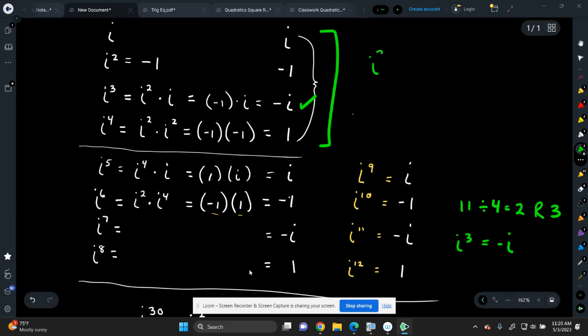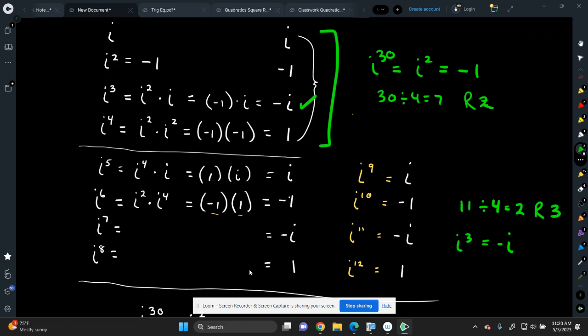So I to the 30th: 30 divided by 4 is equal to 7 with a remainder of 2. So this is the same thing as I squared. So I to the 30th is negative 1.